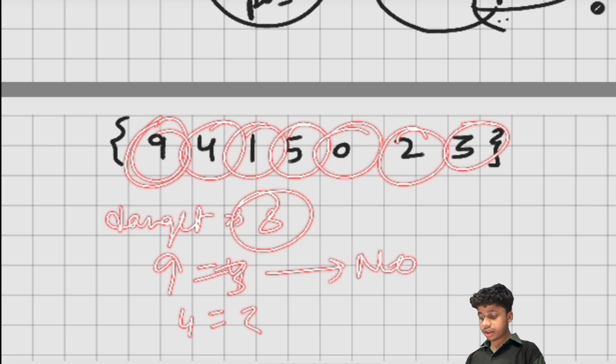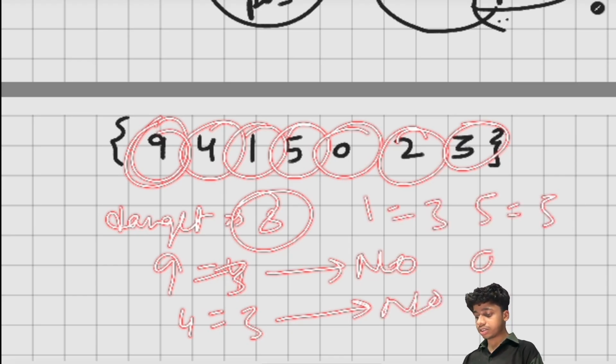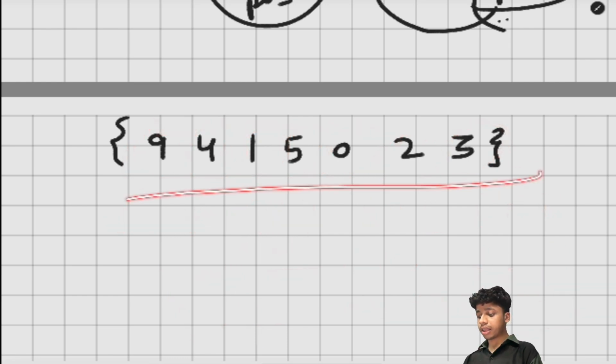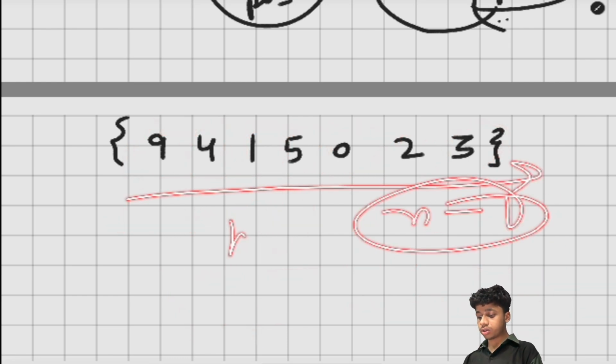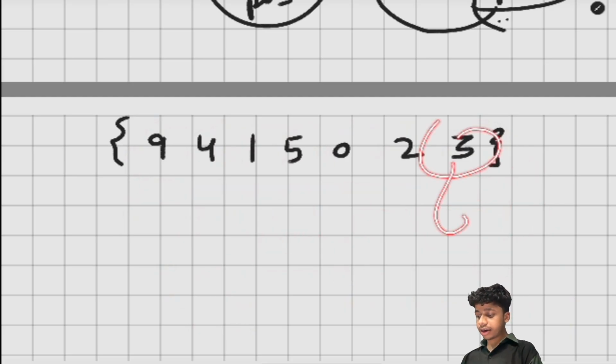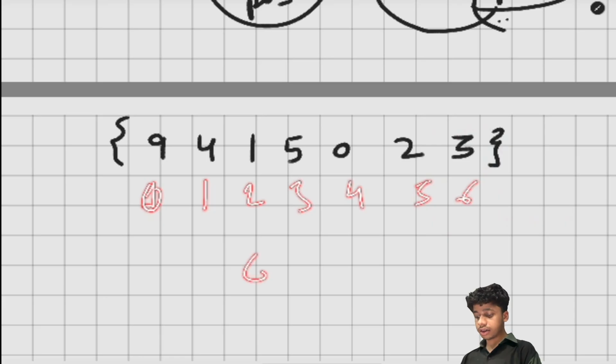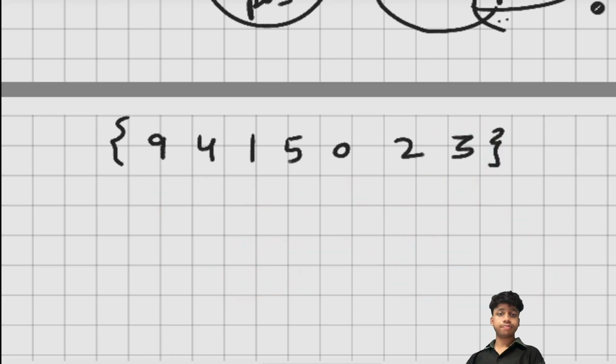Is 4 equal to 3? It says no. Is 1 equal to 3? No. Is 5 equal to 3? No. Is 0 equal to 3? No. Is 2 equal to 3? No. And it goes up to length n minus 1, where n is the length of the array. You return the index, where the indices are 0, 1, 2, 3, 4, 5 and 6. It returns 6 because 3 is equal to 3. It returns that index basically.